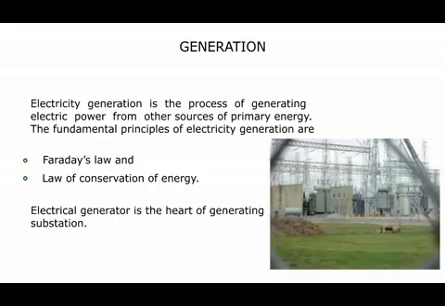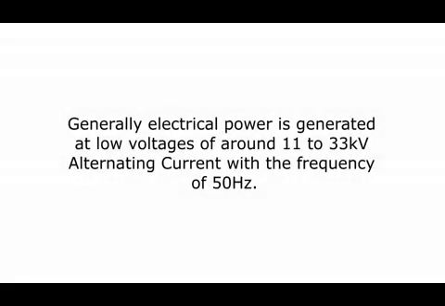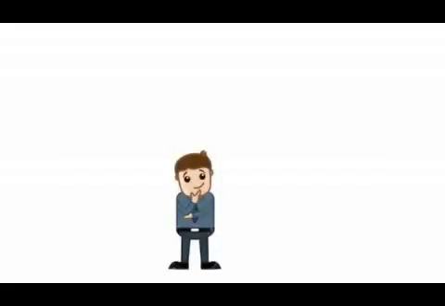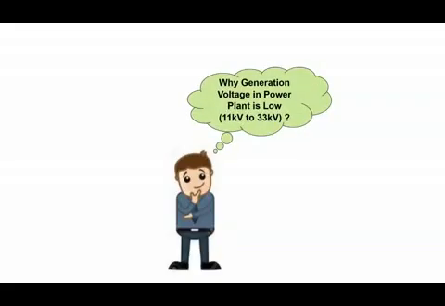Therefore, in a plant, the basic aim is to convert any form of energy into mechanical energy which will rotate the generator. Generally, electric power is generated at low voltages of around 11 to 33 kilovolts alternating current with a frequency of 50 Hz. But does this question ever come to your mind? Why is the generation voltage in a power plant low?